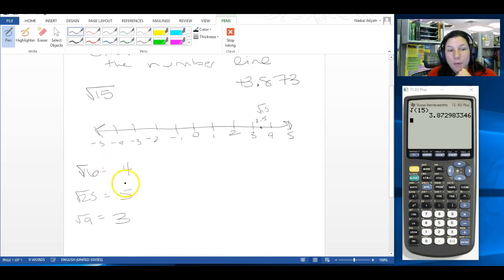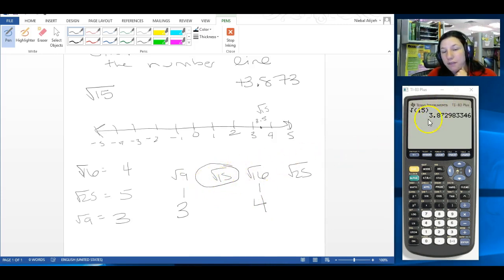So if I put those numbers on a number line, right, square root of 9 is smaller than the square root of 15. That's smaller than the square root of 16. That's smaller than the square root of 25. I know the square root of 9 is 3, and I know the square root of 16 is 4. So even if I didn't put square root of 15 in my calculator to figure out exactly what it is, I know it's going to go somewhere in between 3 and 4. So that's another way to know approximately where to put it on the number line.